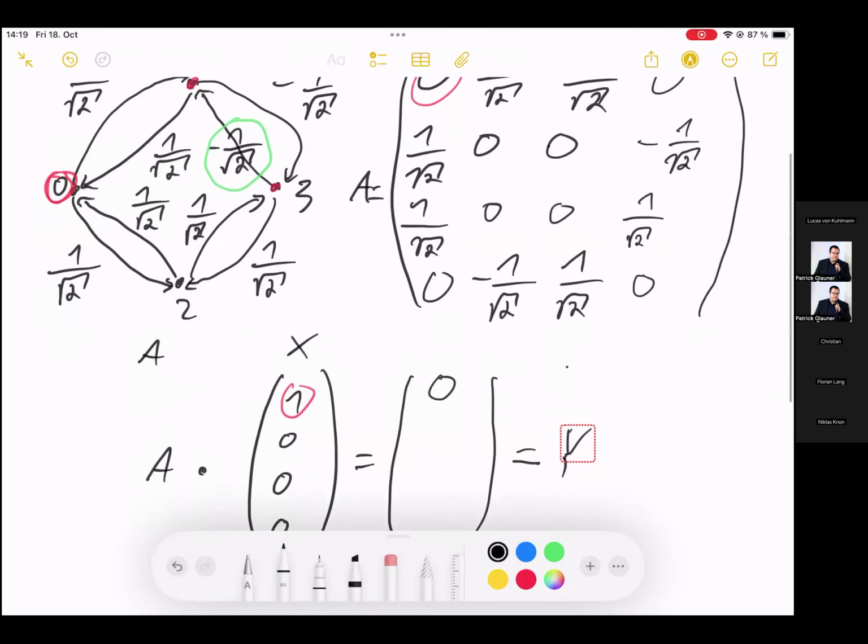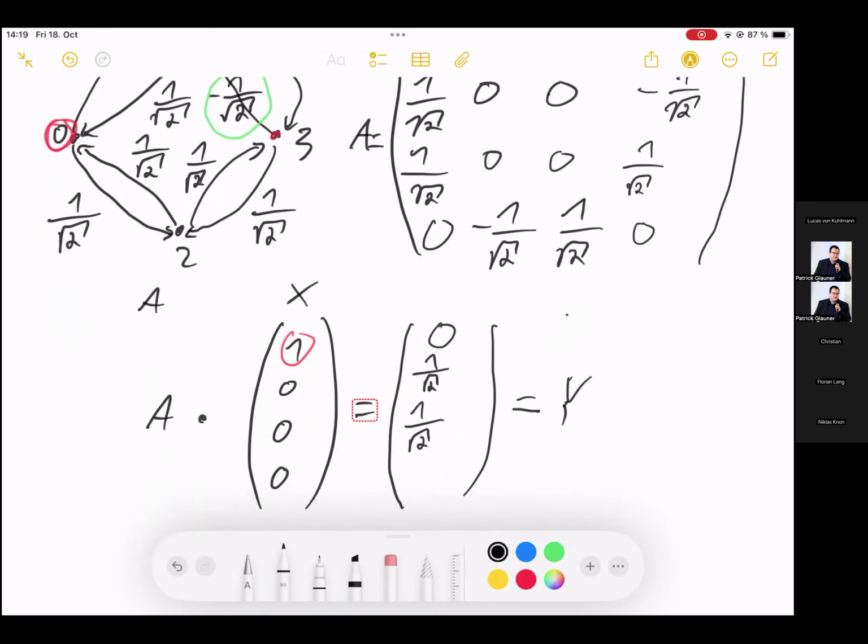What's interesting is the next element. It's 1 divided by the square root of 2. The next one is as well 1 divided by the square root of 2. And the last one is 0. We will see later how we can actually interpret a complex probability that is 1 divided by the square root of 2 and not just a half.